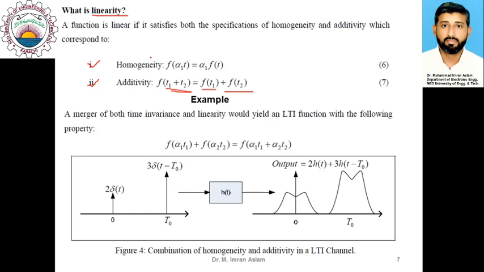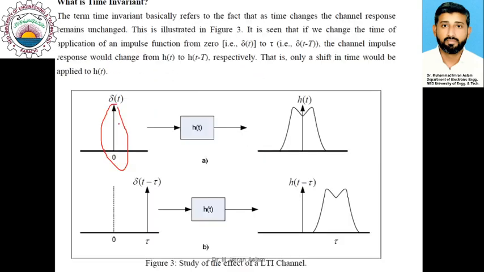What does homogeneity mean? If we multiply the input by a certain number, for example alpha 1, the output gets multiplied by the same number. It's represented here. Say I'm considering the same function here. If delta t is applied to the system, you see this response here. What if I multiply this delta t by 2? You would get the same response, but multiplied by 2.